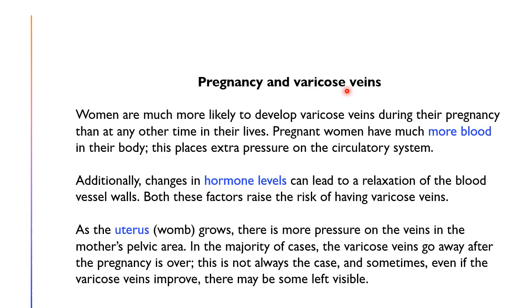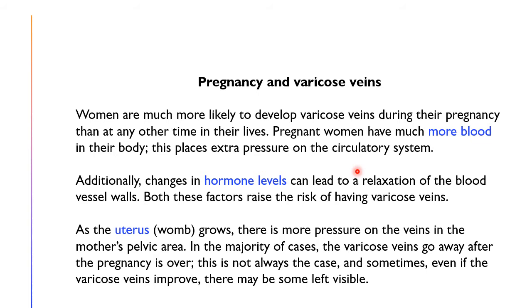Something about pregnancy and varicose veins. Women are more likely to develop varicose veins during their pregnancy than any other time in their lives. Pregnant women have much more blood in their body, and this places extra pressure on the circulatory system, including the venous system. In addition to this, changes in the hormone levels during pregnancy can lead to a relaxation of the blood vessel walls, and these lead to the risk of having varicose veins.